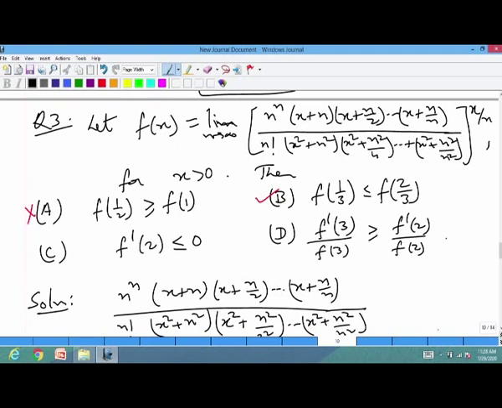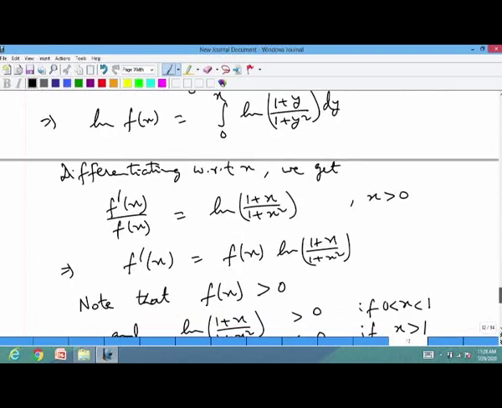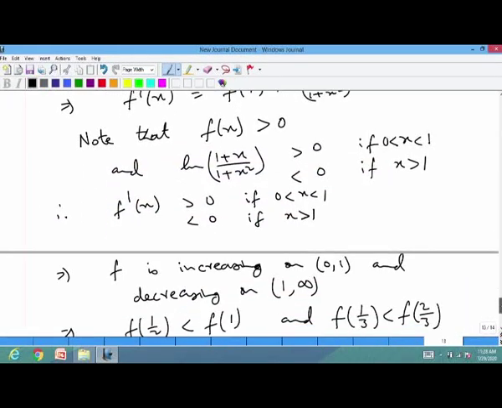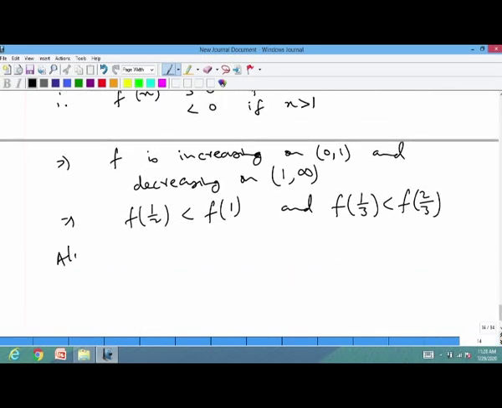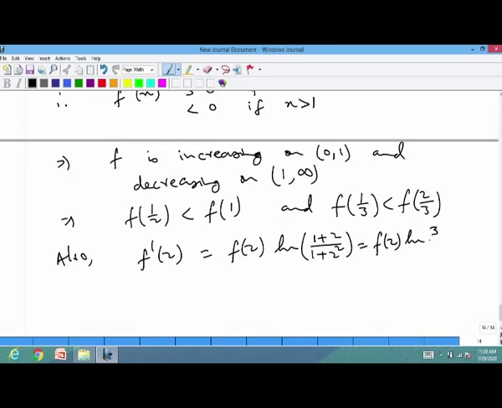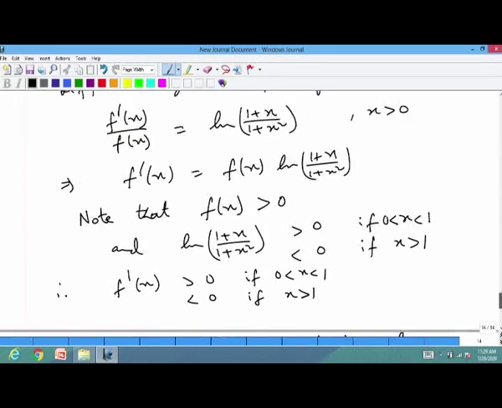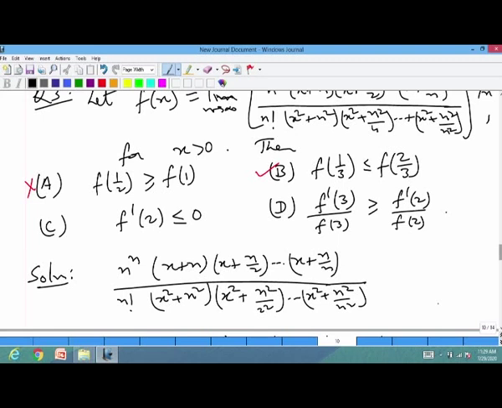Now, C and D options. C asks for f prime 2 and D is comparing f prime 3 by f 3 with f prime 2 by f 2. So, these again we can get from what we have calculated. So, let us see what is f prime 2. f prime 2 will be equal to f of 2 times log of (1 plus 2) by (1 plus 2 square), which is f of 2 times log of 3 by 5. So, f of 2 is positive and log 3 by 5 is negative, so this will be less than 0. Option C says f prime 2 less than or equal to 0. We know that f prime 2 is less than 0, so C option is correct.